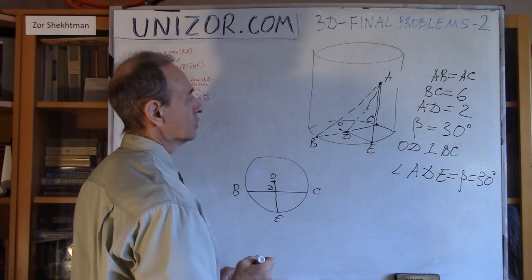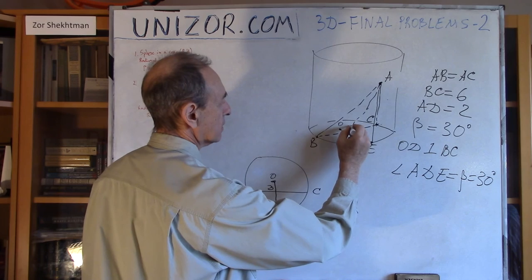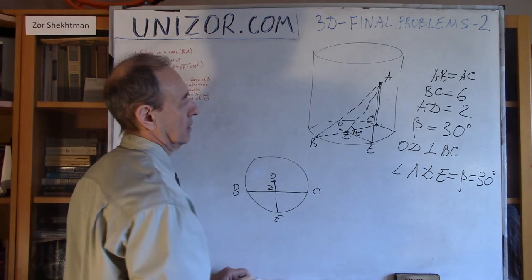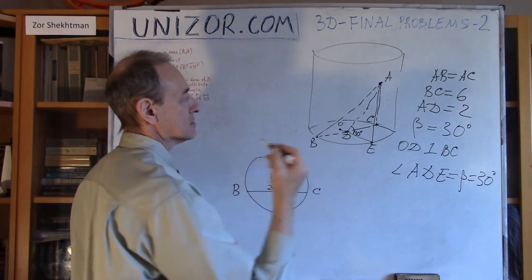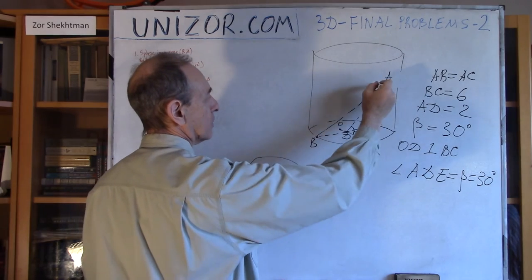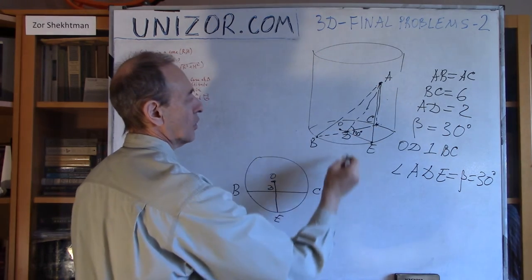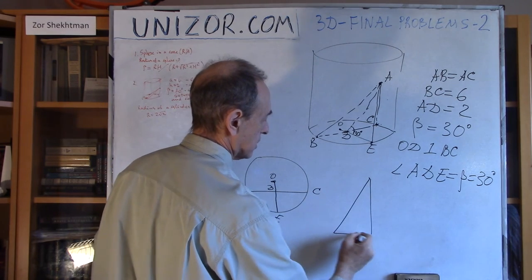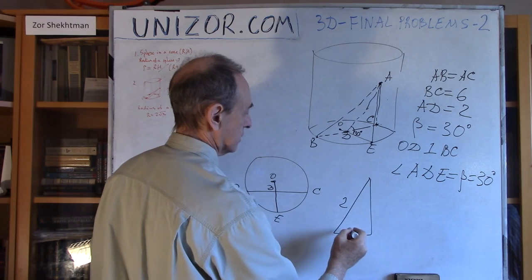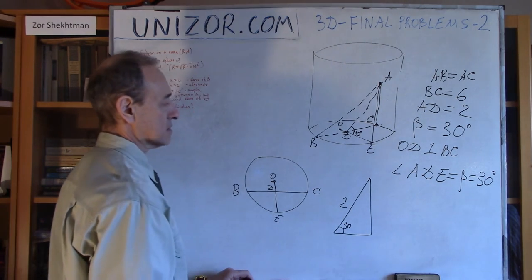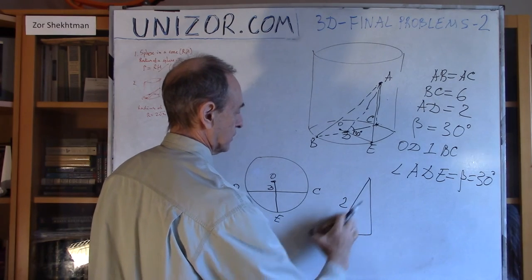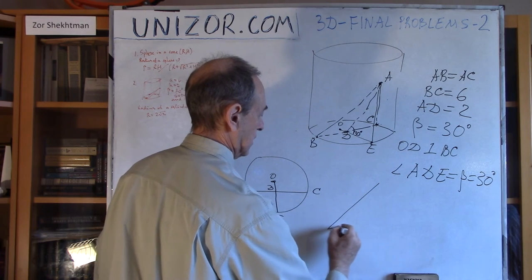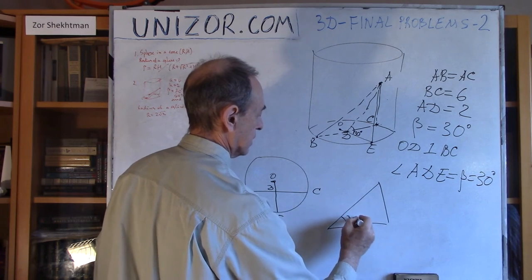What do I know about this? I know that this angle is 30 degrees, and I know AD. Now, ADE is a right triangle. I know hypotenuse AD, which is equal to 2. So what exactly is my DE? Let's just think about it. If I have a hypotenuse that's 2, and this is 30 degrees, well, it doesn't look like 30 degrees, but okay, I'll make it 30 degrees.